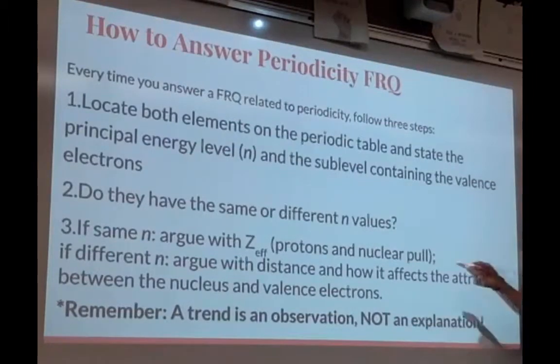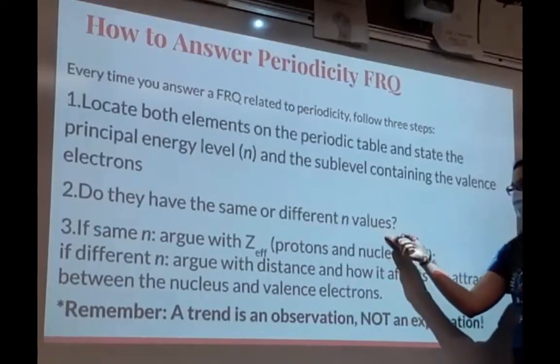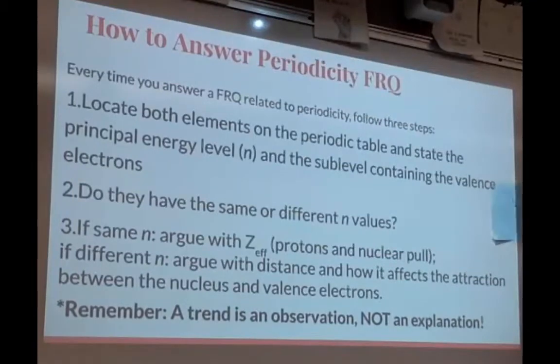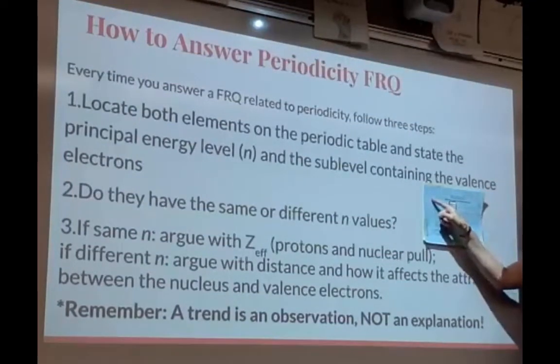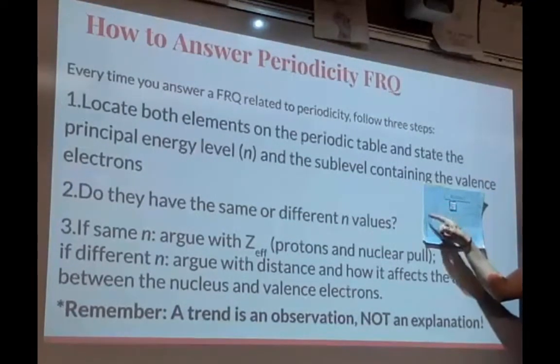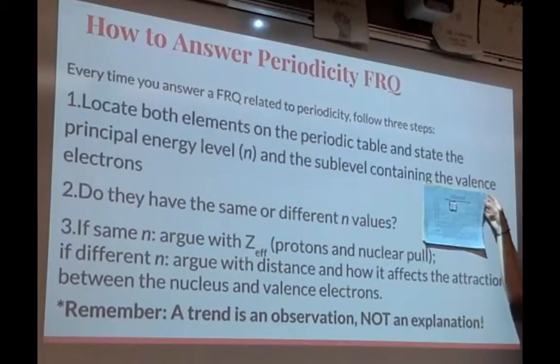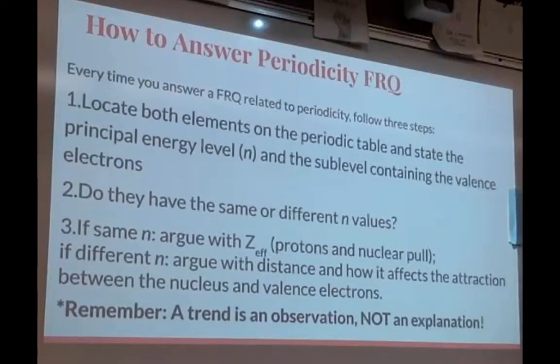Then you're looking at, okay, do they have the same or different n values? Remember, n is the energy level. So n equals 1, n equals 2, n equals 3, n equals 4, and so on, just like with the electron configuration. If they have the same value of n, that means they're in the same row. Same value of n would be like aluminum, phosphorus, and chlorine that we looked at. They're all in n equals 3.